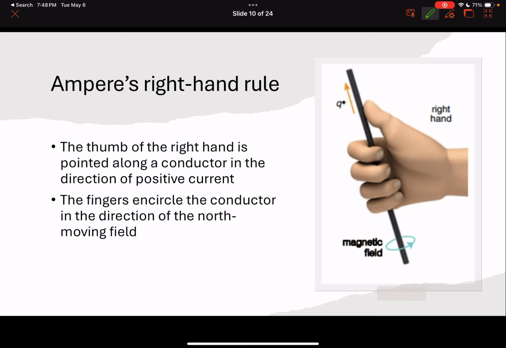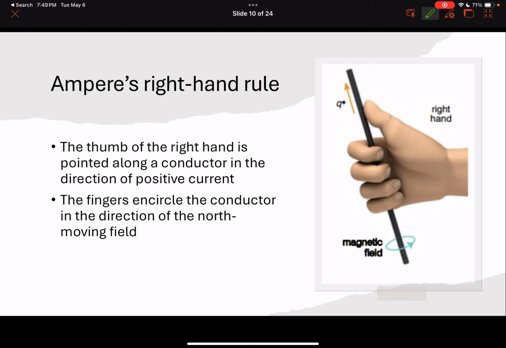Assuming the current consists of positive charges, again, the conventional way to observe current, Ampere's right-hand rule states that if the thumb of the right hand, everybody take out the thumb of your right hand, is pointed along a conductor in the direction of the positive current, so for example, in this picture is pointing up the wire, the fingers encircle the conductor in the direction of the north-moving field. Thus, the north-seeking pole on a compass turns to follow the north-seeking field.